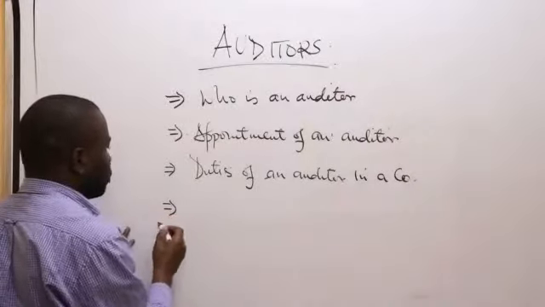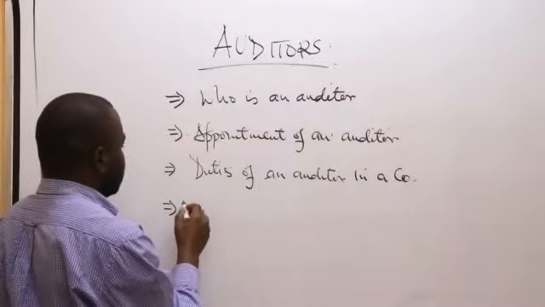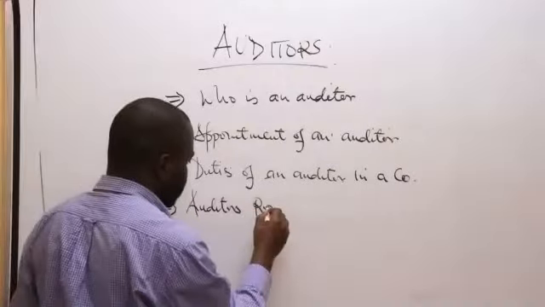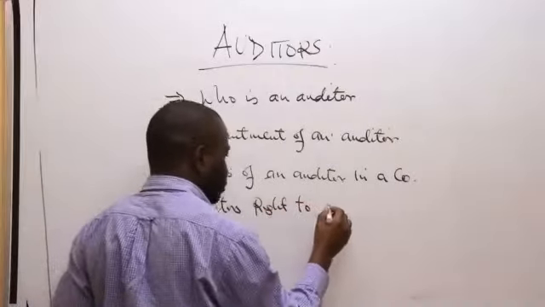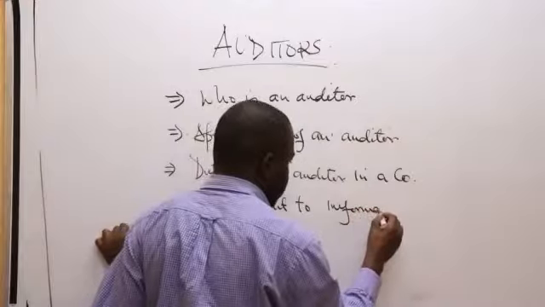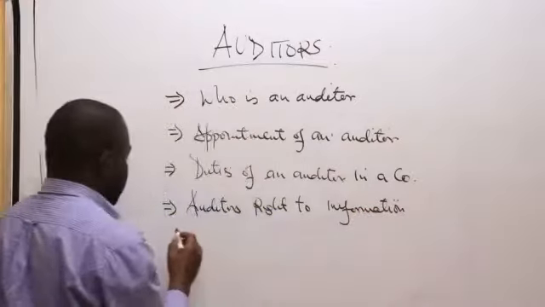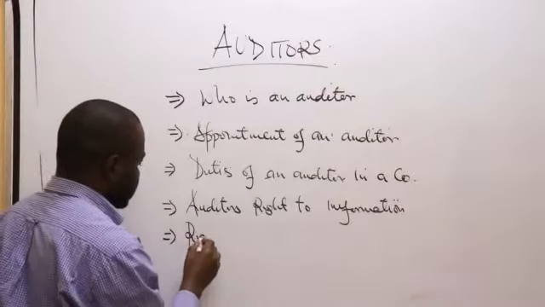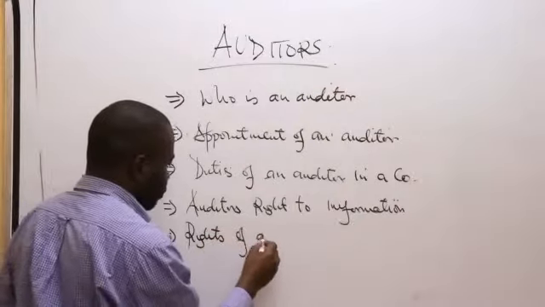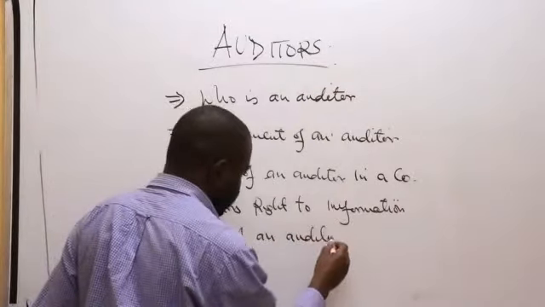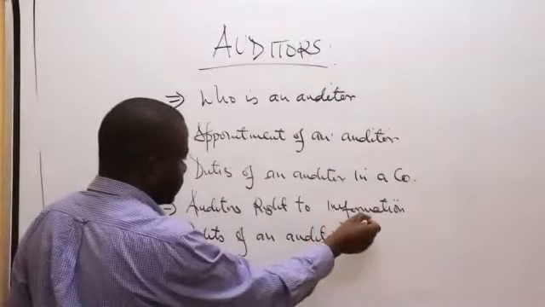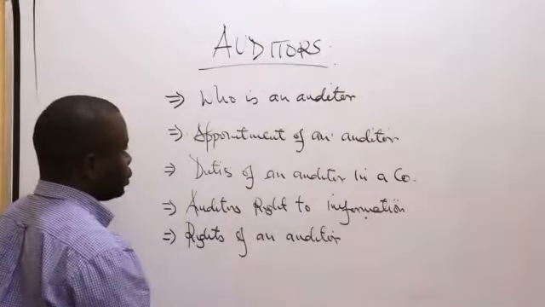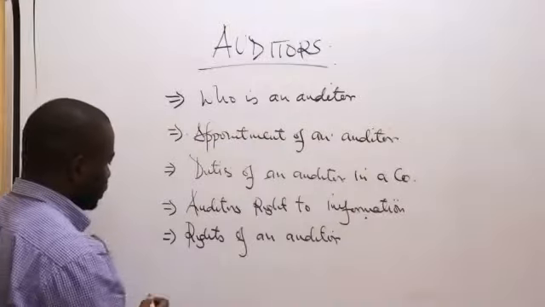Then you need to be able to understand auditors' right to information. The other thing you need to be able to understand about auditors is the rights of an auditor. Of course, this one is one of them. It's very key. But we have other general rights that the auditor should be able to enjoy while he's carrying out the audit work.